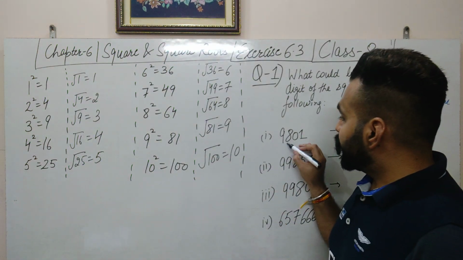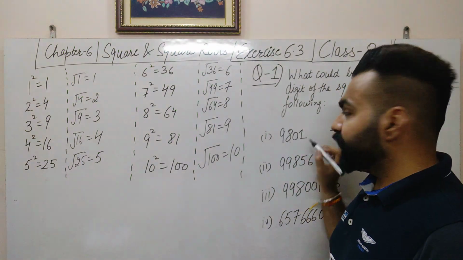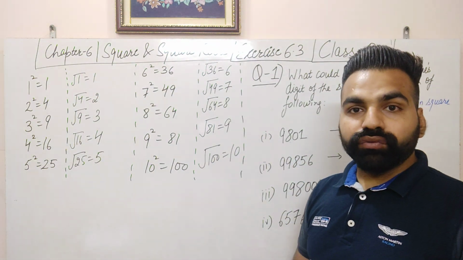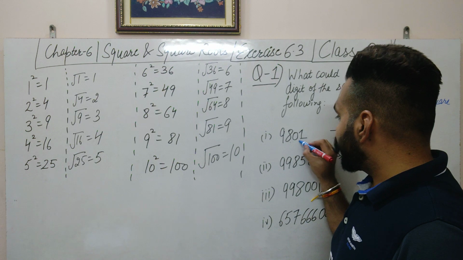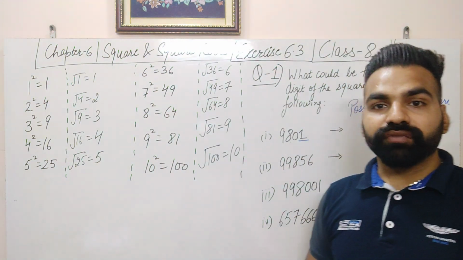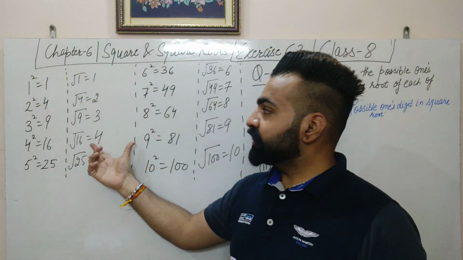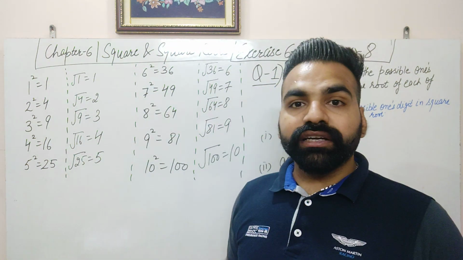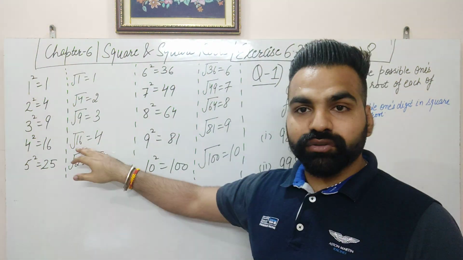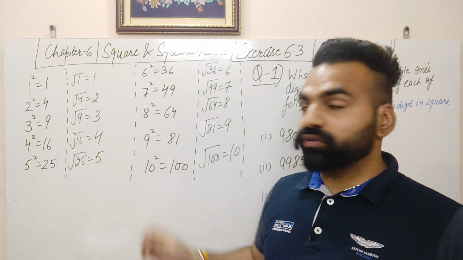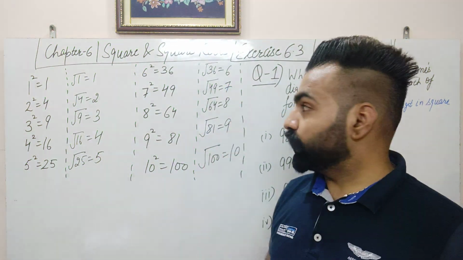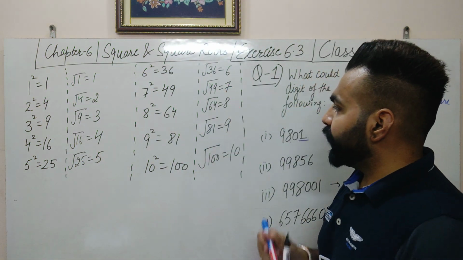So here, the first number is given, 9801. What we have to do is check the unit place here. The unit digit is 1. So in these examples, whenever the unit digit of the perfect square is 1, what are the possible unit digits of its square root? Let us see an example here.